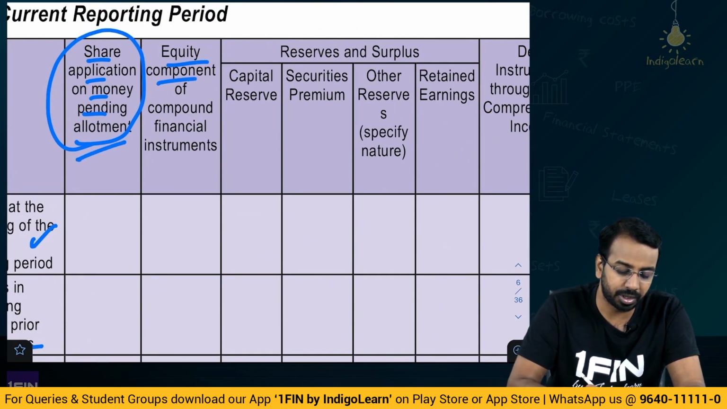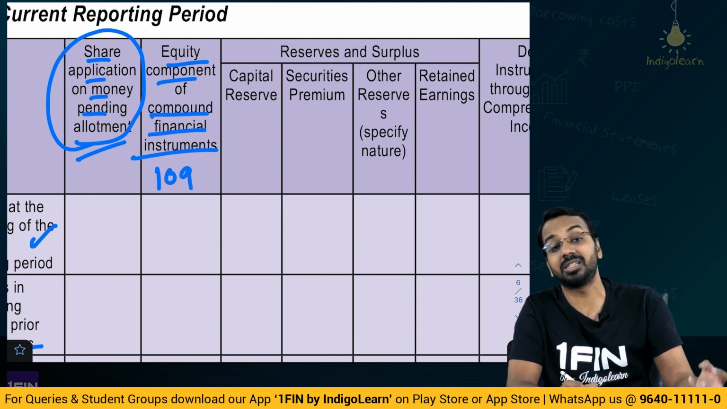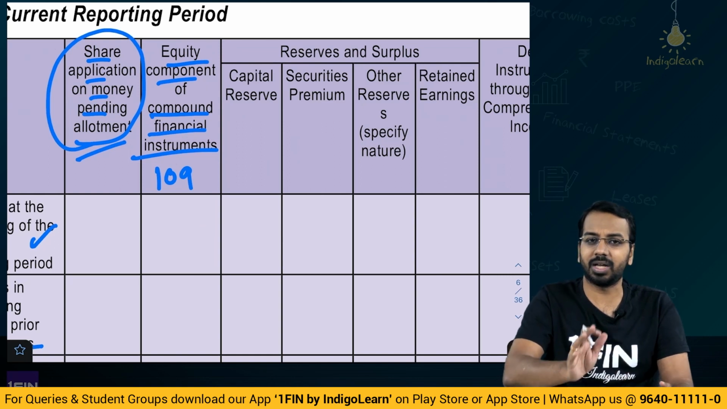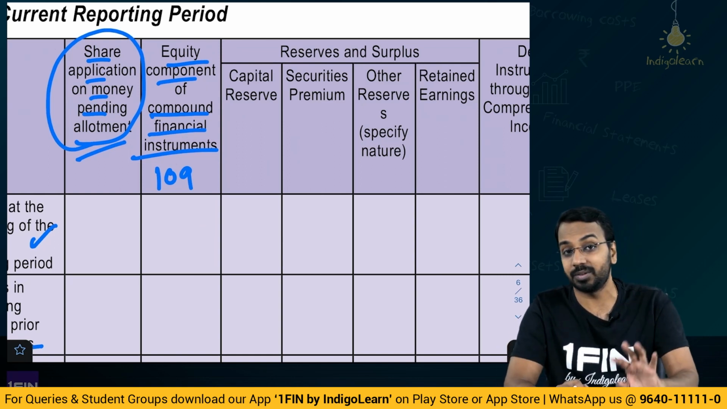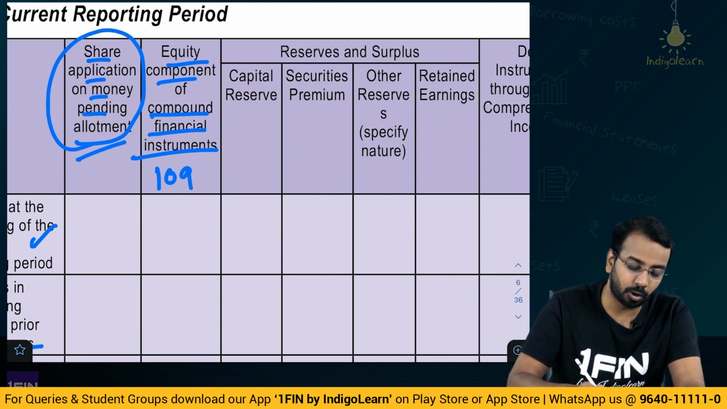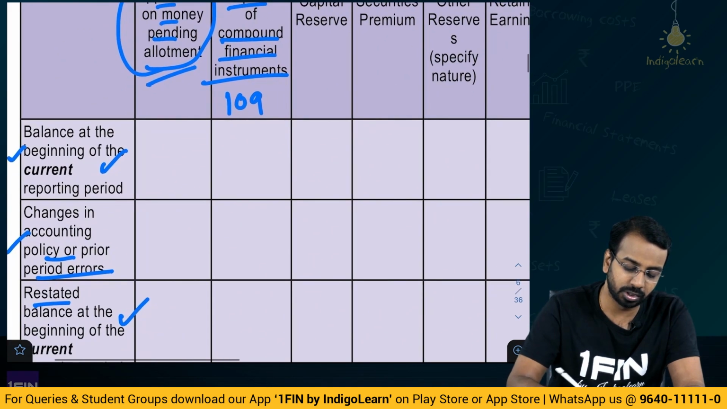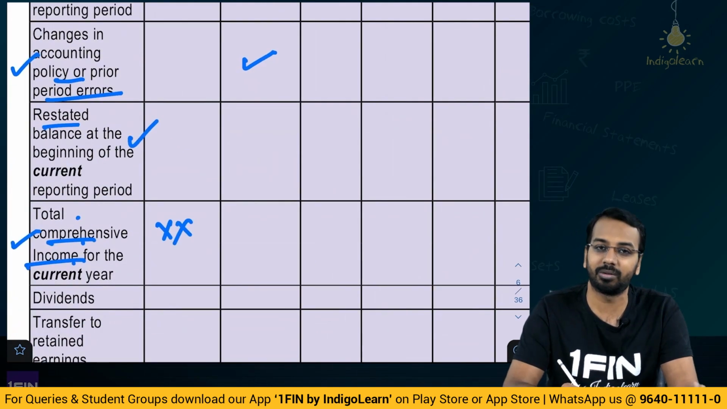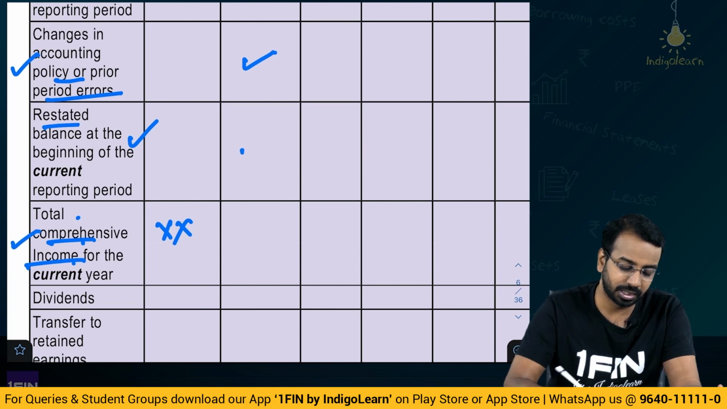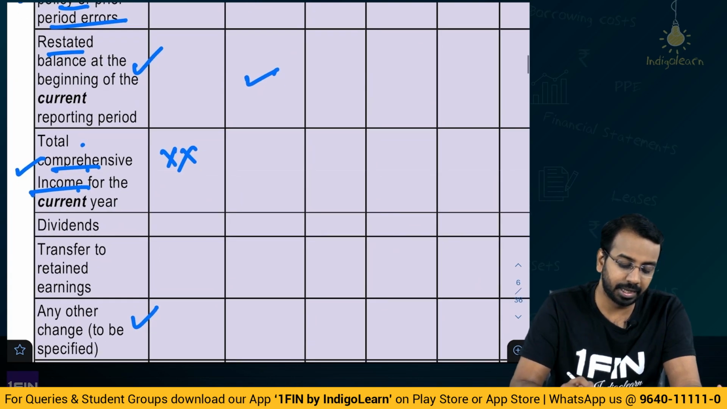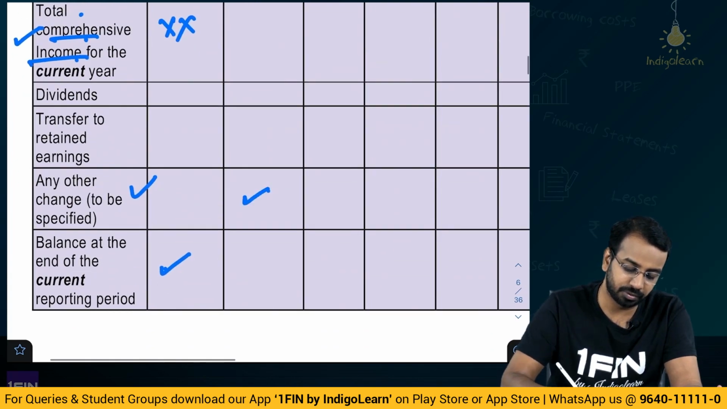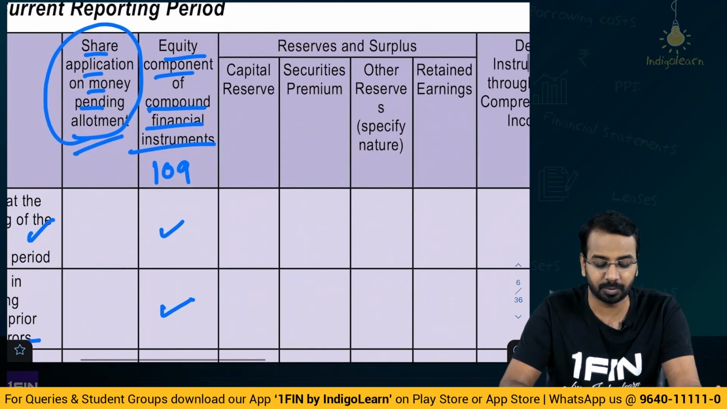Then equity component of compound financial instrument. So under Ind AS 109 we have understood that if there is a compound financial instrument, a part of that is a financial liability, a part of that is equity. So now that equity component you will present it here. Again here, what is the opening balance, what is the change due to accounting policy change or error, then what is the restated balance, then for the year income you will not have. Again here also any other changes you will specify and balance at the end of the period.